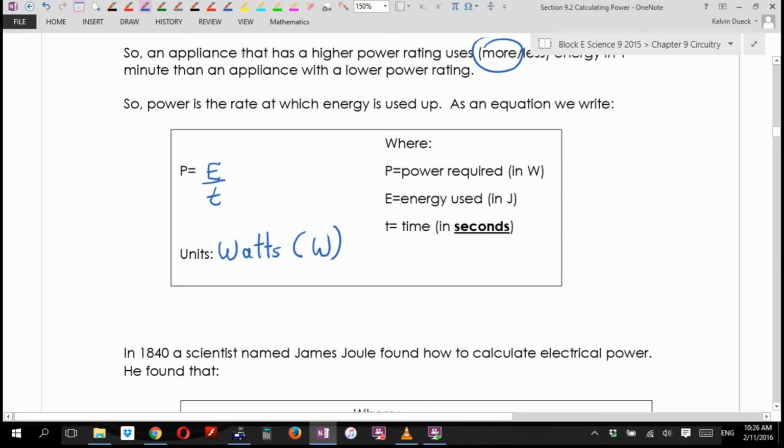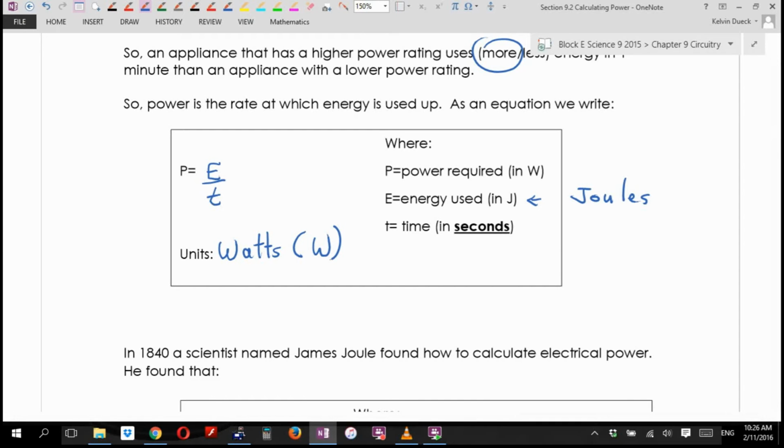What do I measure energy in? What are the units for energy? I gave you a letter, J. J stands for joules, named after a scientist whose last name was Joule. In fact, he's even got a law named after him.